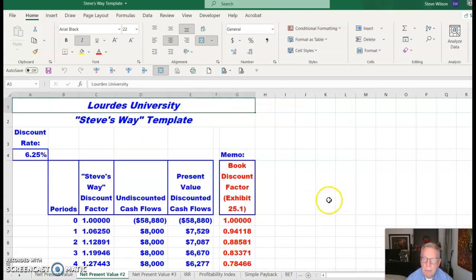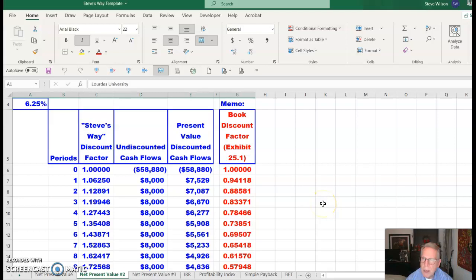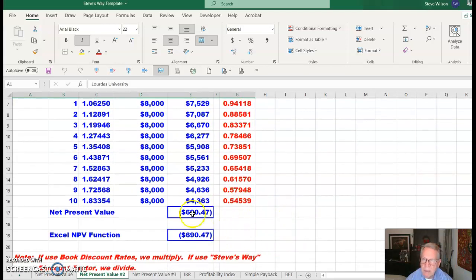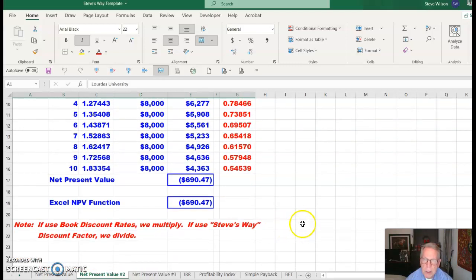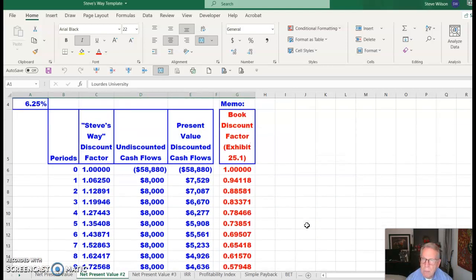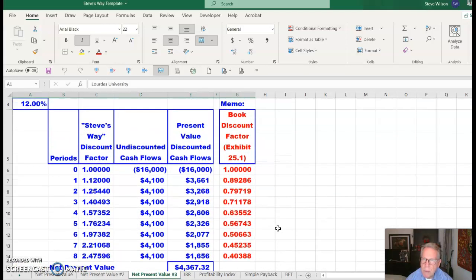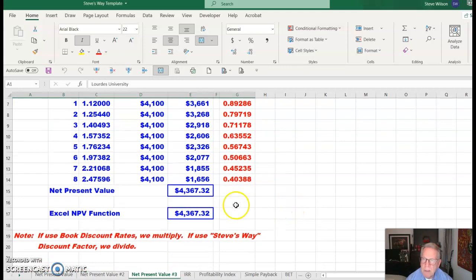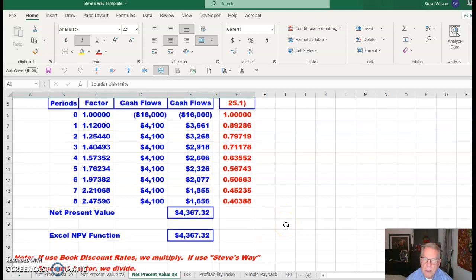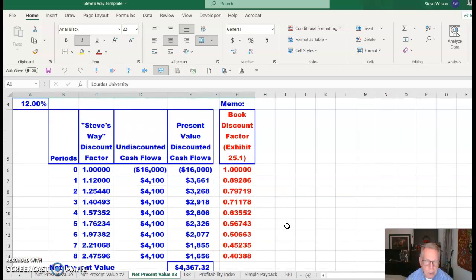And here's another example of net present value here, where we use a 6.25%, and we calculated the net present value negative. Now, if we calculate a negative net present value, we know we're not going to do this project. In net present value number 3, we use that $16,000 investment, and we generated $4,367.32 worth of net present value. This is a go project because it's greater than 0.